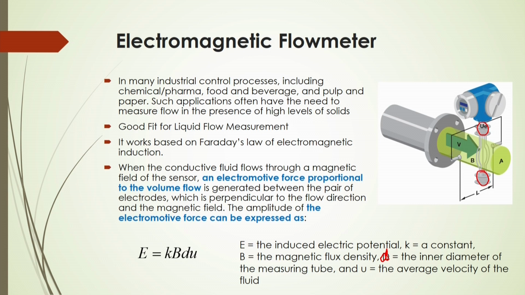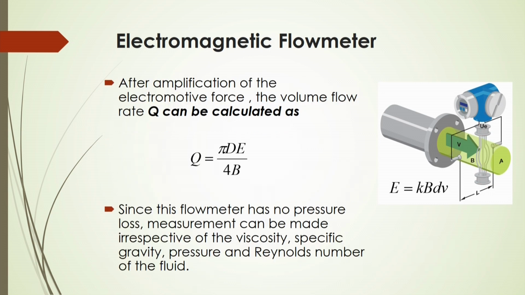That velocity of the fluid U will be equal to E by K B d. So, from this equation you will be able to calculate the velocity of the fluid, and then the volumetric flow rate of the fluid. And after amplification of the electromotive force, the volume flow rate Q can be calculated as pi d E by 4 B.